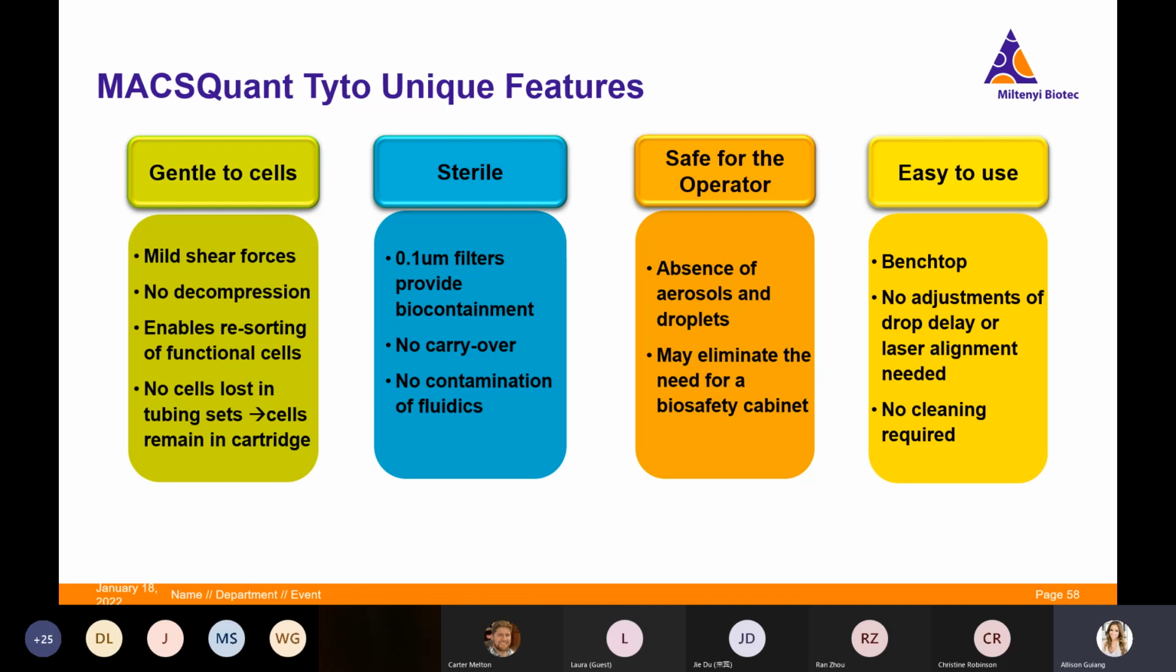I know Carter has trained users virtually and helped them get started on the MaxQuant Tito at University of Chicago. You also obviously have the support of the great workers there to help as well. There are no drop delays, no calibration steps. You don't have to worry about that. Flow control, laser alignment, and sort timing are automatic and self-regulating. So that emphasizes more the ease of use. And again, like I mentioned, the sterility, with it being a single-use cartridge, you just throw the cartridge out, and that's how you clean it.